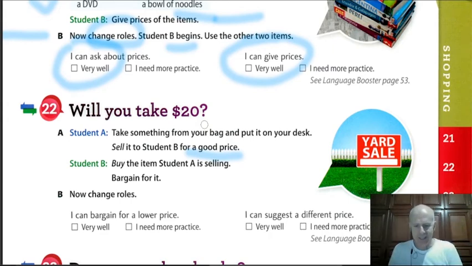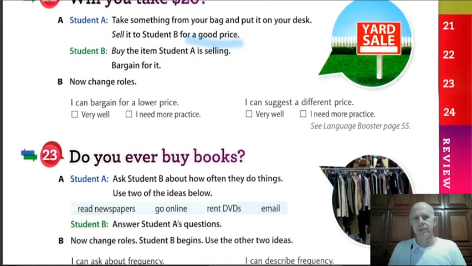Like, imagine a dialogue. Will you take $20 for that cell phone? My cell phone? I can give it to you for $40. It's only 6 months old. Well, this is an example dialogue, right? Will you give it to me for 30? You can have it for 33. Okay, that's a good price. Thanks. You see? So that's an imaginary dialogue. I wouldn't sell it for $33.